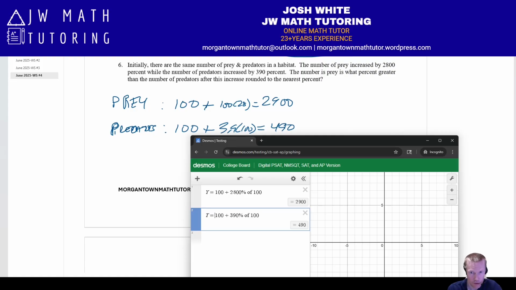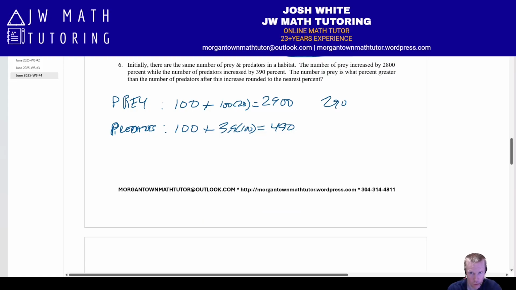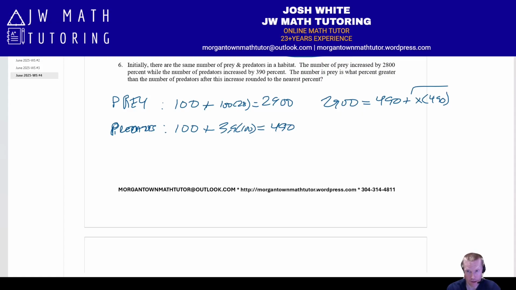All right, so let's just translate this. Number of prey, 2,900, is equal sign, what percent greater than number of predators? So that means we're taking the 490 and asking what percent increase do we have to apply in order to equal that value? So the equation we're going to set up is the 490, the original amount, plus the percentage increase, the what percent greater than part.